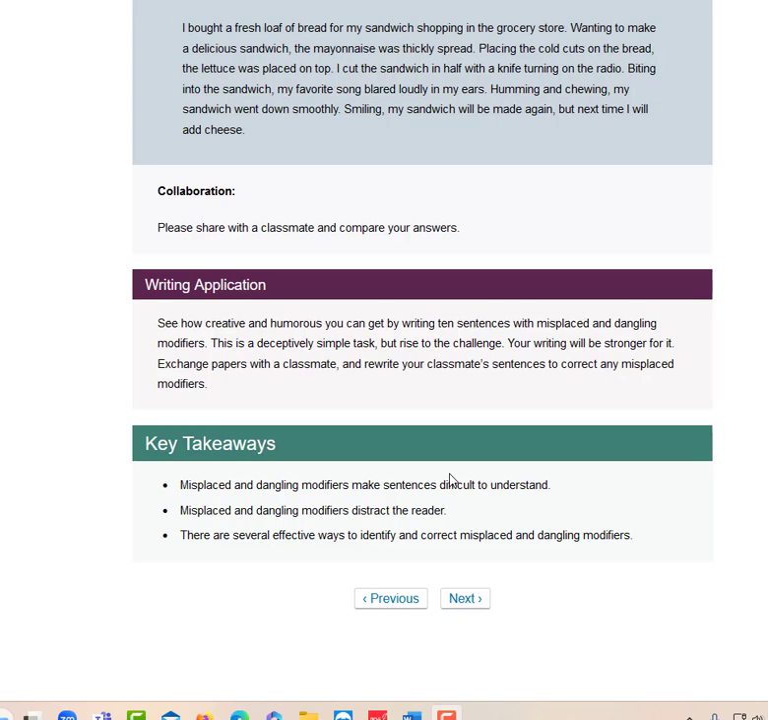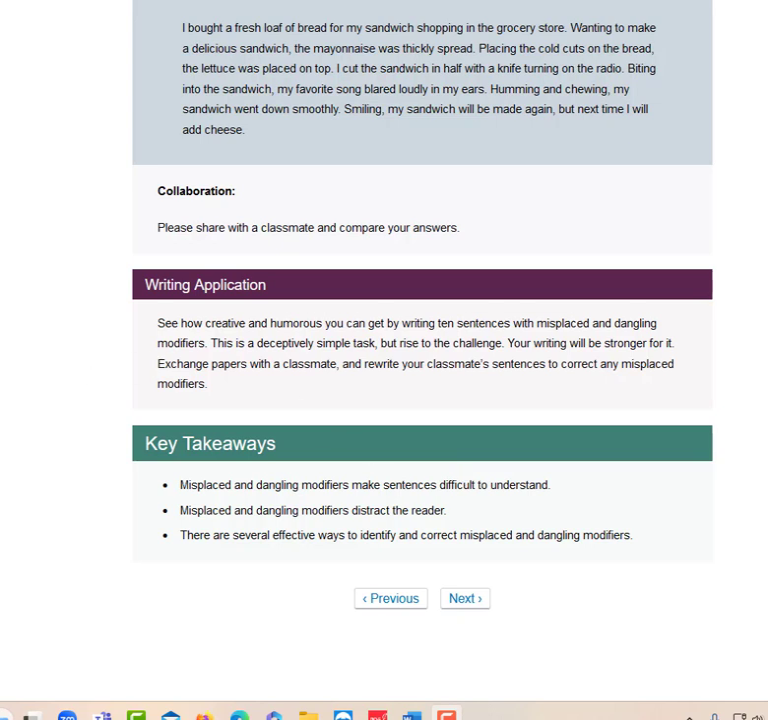Key takeaways. Misplaced and dangling modifiers make sentences difficult to understand. Misplaced and dangling modifiers distract the reader. There are several effective ways to identify and correct misplaced and dangling modifiers.